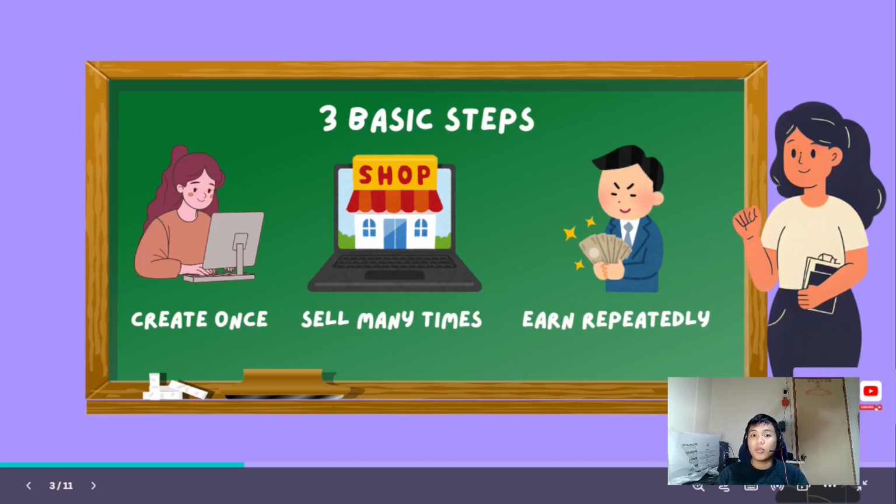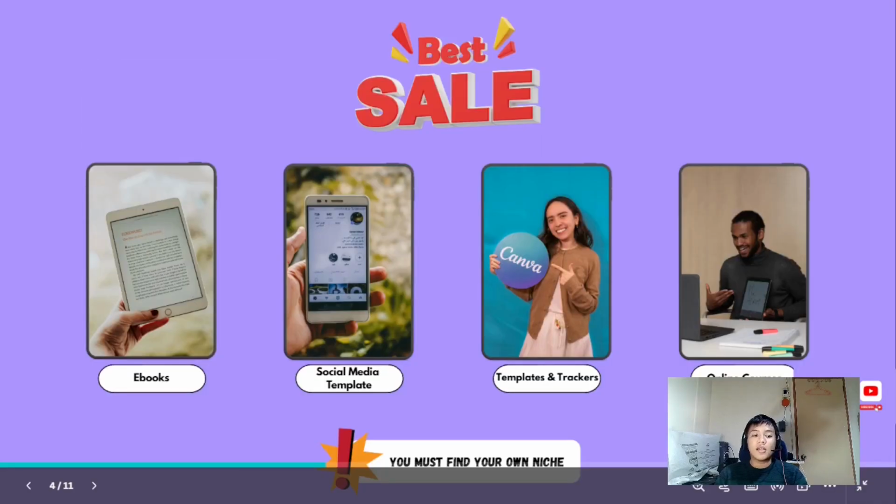It's not just about putting your digital products in one shopping platform, but you should also market it on different social media platforms to actually make sales. And if the first two are successful, then people are going to buy it. And then with that, you can earn repeatedly. Here are the best examples of digital products out there.